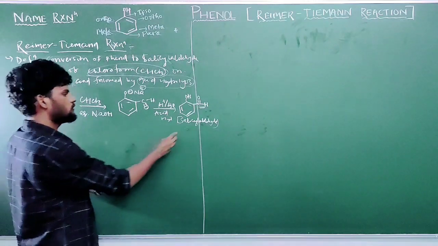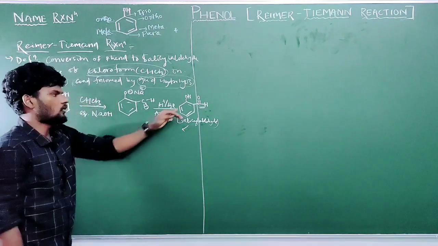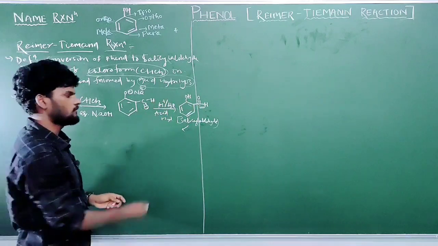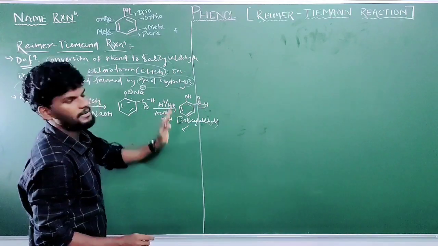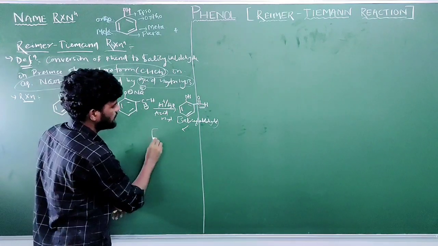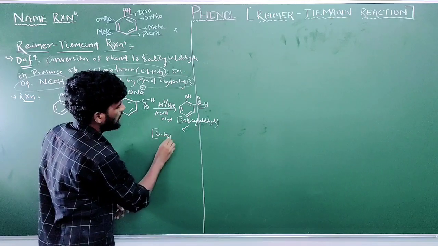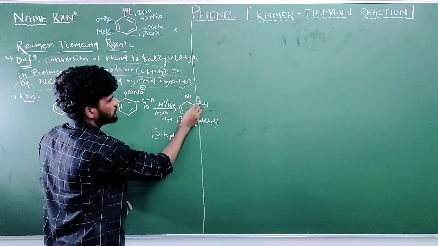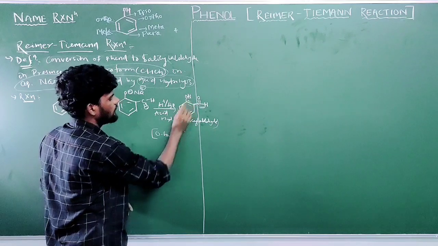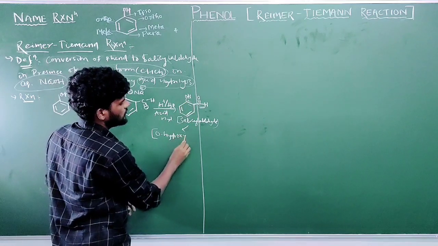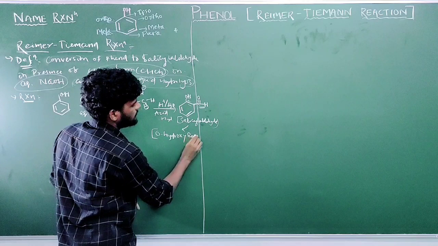So this product we can also write by its chemical name, orthohydroxybenzaldehyde. Salicylaldehyde, orthohydroxy, at ortho position. If this is the center, then this is ortho. Orthohydroxybenzaldehyde.